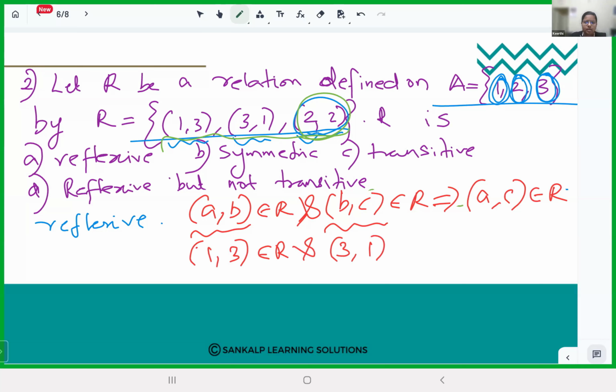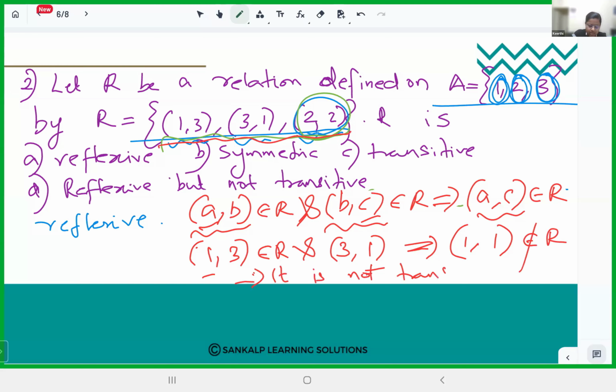So we are able to take two ordered pairs, (1, 3) and (3, 1). Then if it is a transitive relation, it should satisfy the ordered pair (1, 1), because (A, C) should belong to R. Here A is 1 and C is also 1. So (1, 1) should belong to R. But can you see a (1, 1) in that particular relation? No, right? Just (1, 3), (3, 1) and (2, 2). (1, 1) doesn't belong to R. You are able to take (1, 3) and (3, 1), but (1, 1) doesn't belong to R, which implies that it is not transitive.